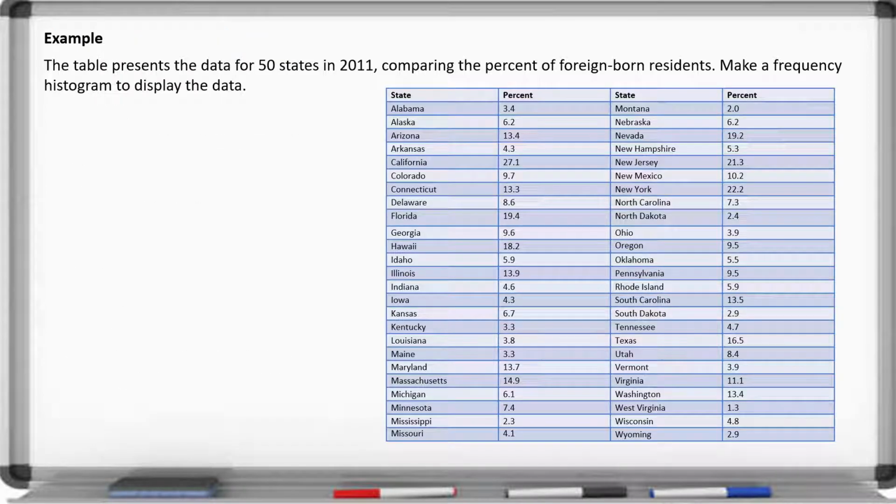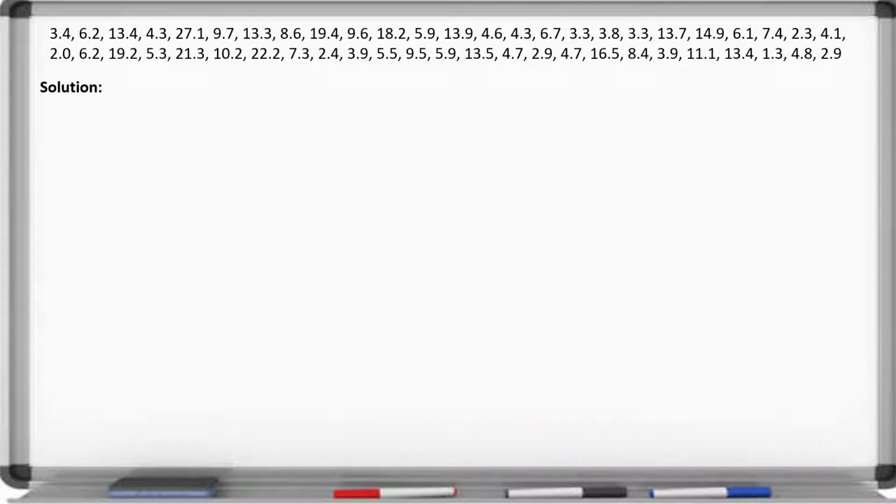All right, let's look at an example. The following table represents the data for 50 states, similar to what we did in the last lesson with the 50 states and DC. However, this time we're comparing the percent of foreign-born residents, and they want us to make a frequency histogram. I went ahead and listed out the data numbers so that we're not dealing with the large table in the previous slide. Looking at the data, we want to make the histogram from this.